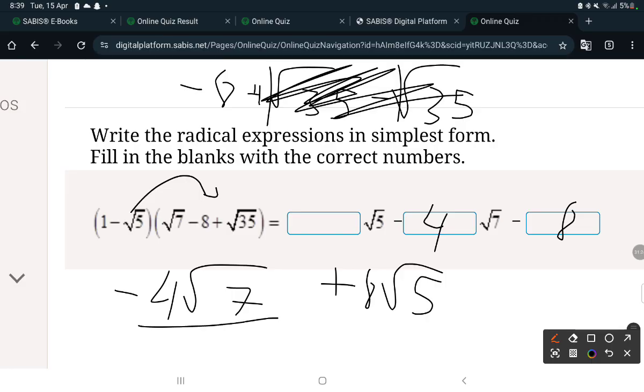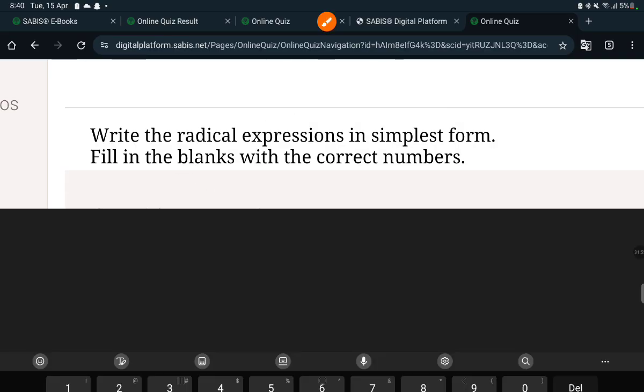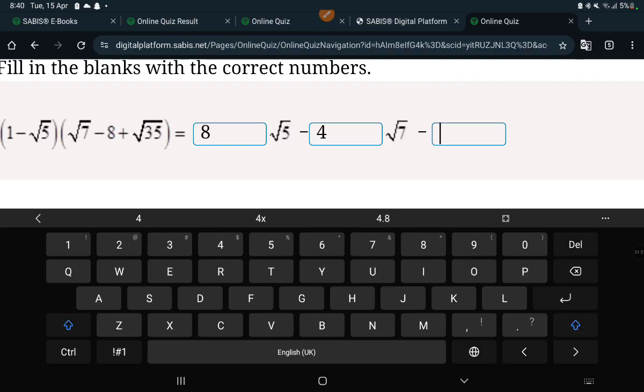And then plus 1 radical 35, minus 1 radical 35. 0, they cancel out. 8 radical 5 has nothing to add. Like, there's nothing else to add. It's just plus 8 radical 5. You only add when they have the same radicand, the same number inside the radical. If they don't, then you can't add. Okay, so that's your final answer: 8 radical 5 minus 4 radical 7 minus 8.